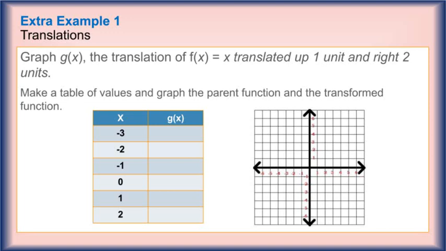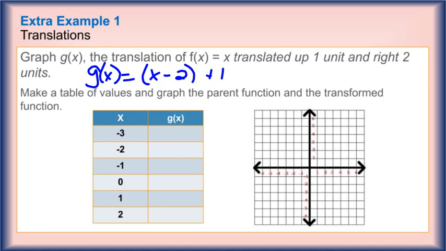Another example says graph g of x, the translation of f of x equaling x, translated up 1 unit and right 2 units. We'll make a table of values. So again, this one is saying g of x equaling, they're saying 2 to the right. It means this is a minus 2 here, and then it's up 1.